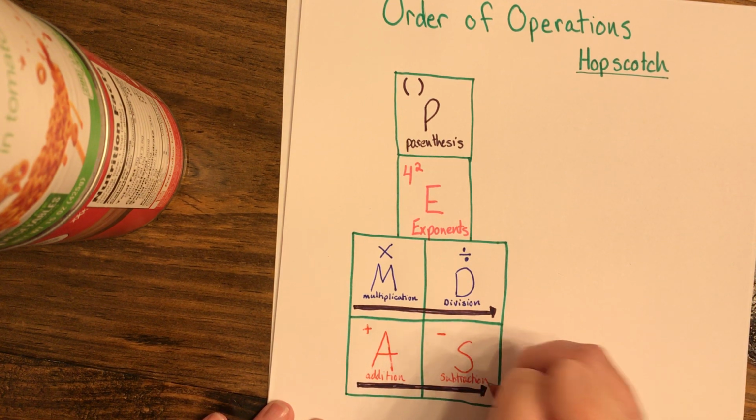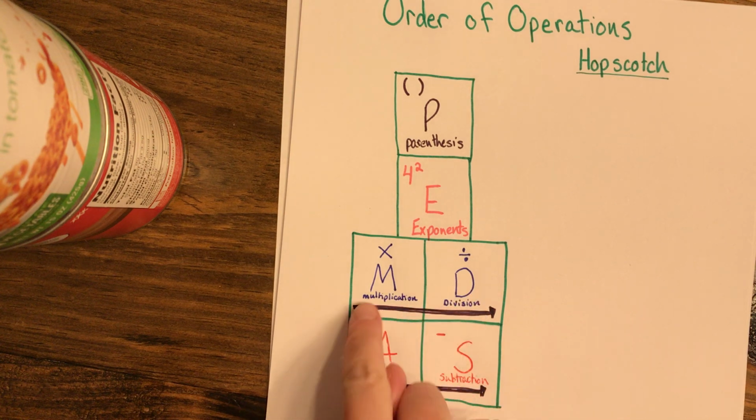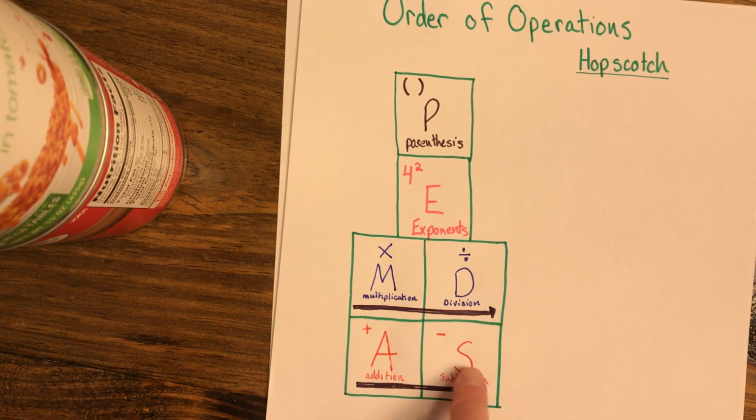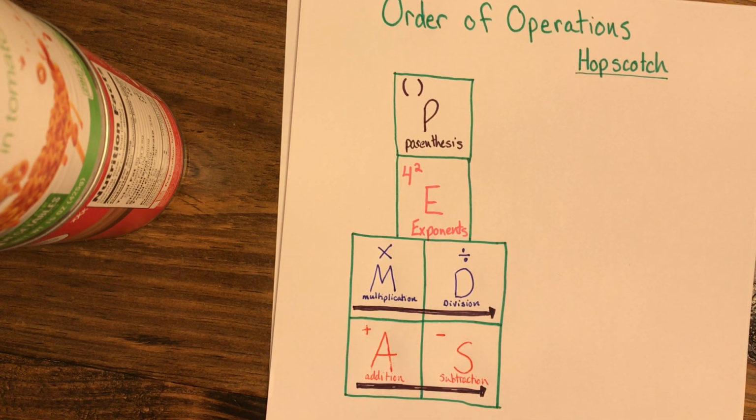And again, with multiplication and division, it's whichever one comes first, going left to right. And addition and subtraction, it's whichever one comes first, going left to right. It could be either one of them. Okay, so let's do an example.